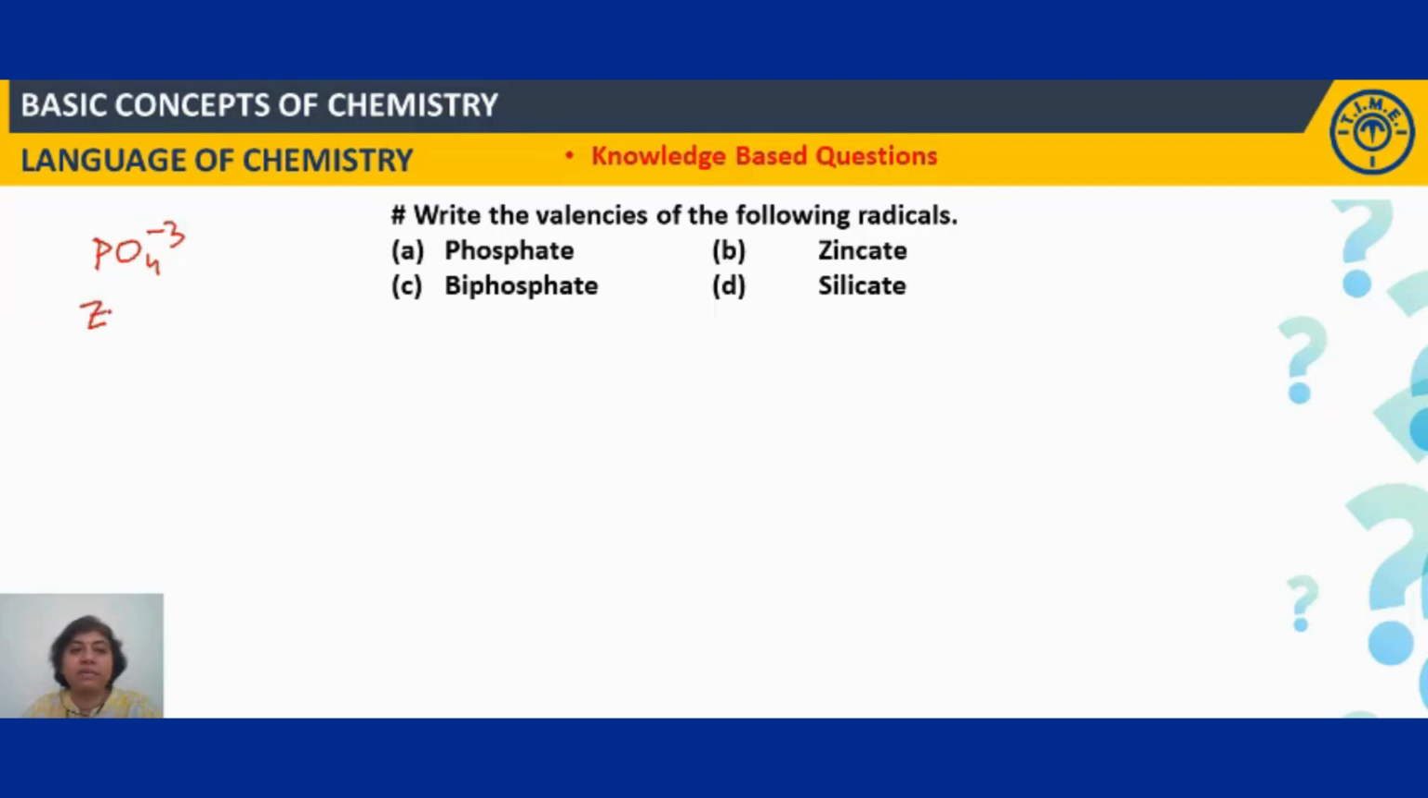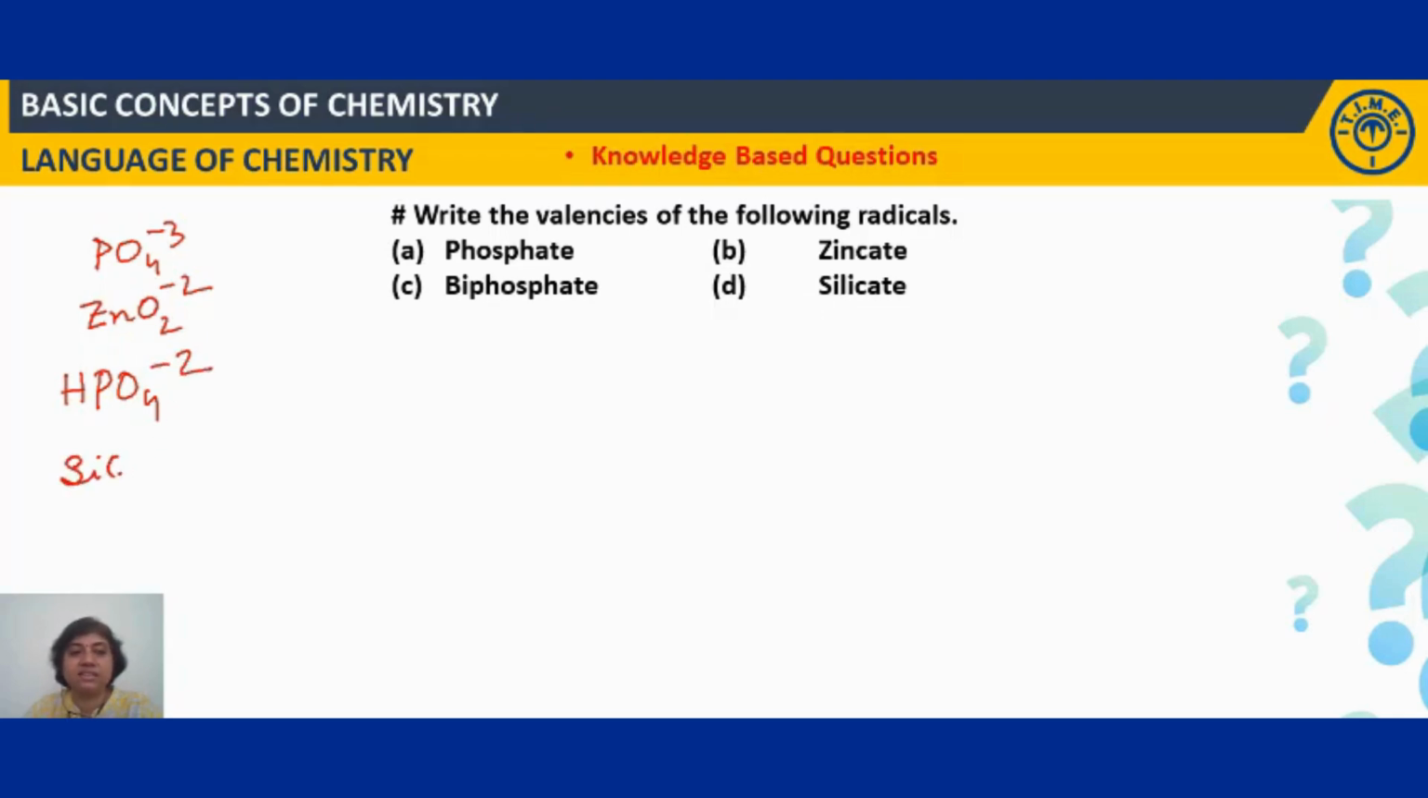I'm giving you time. I'm writing very slowly so that you write before me. ZnO2 minus 2. I think you are ready. Biphosphate. Magical. PO4. Put hydrogen here. Only one hydrogen. Hydrogen is contributing plus charge. So minus 3 plus 1. It is minus 2. Silicate.